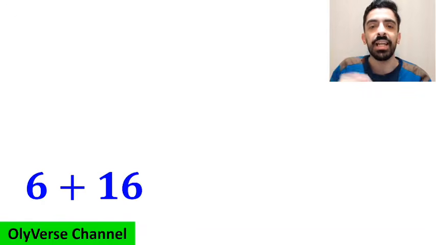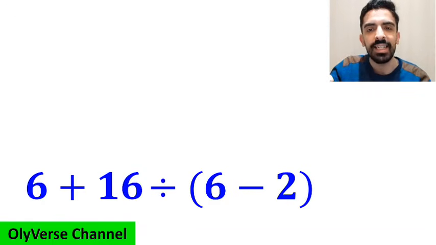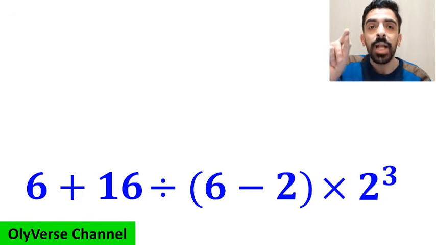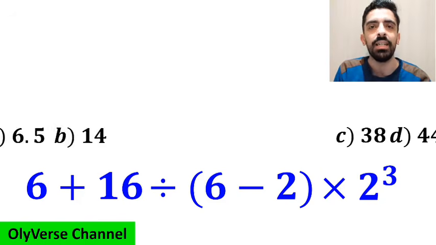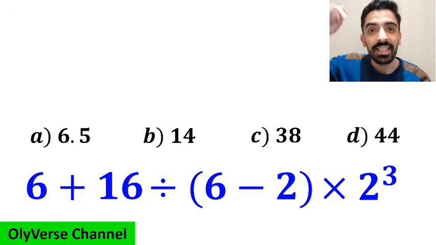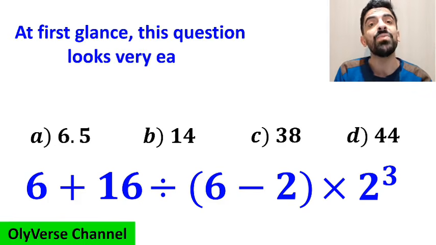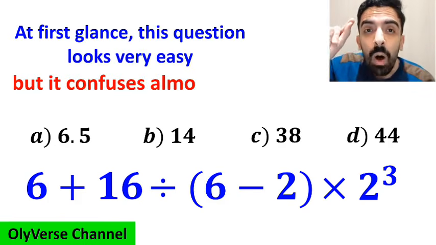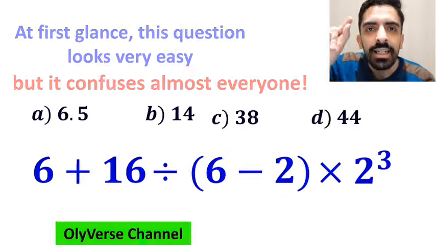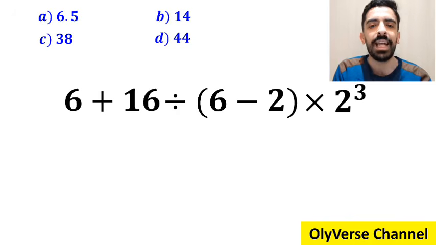What is the value of the expression 6 plus 16 divided by (6 minus 2), then multiplied by 2 to the power of 3? Which option do you think is the correct answer to this question? At first glance, this expression looks very easy, but it confuses almost everyone. Let's dive in and break it down step by step together.